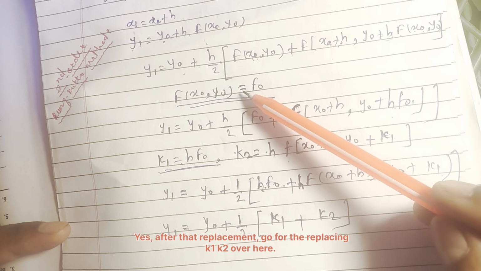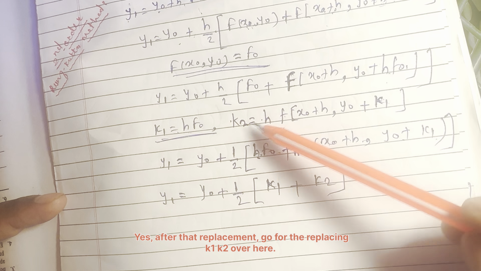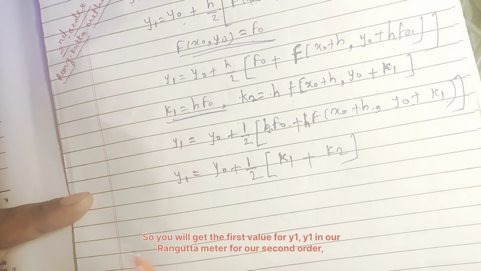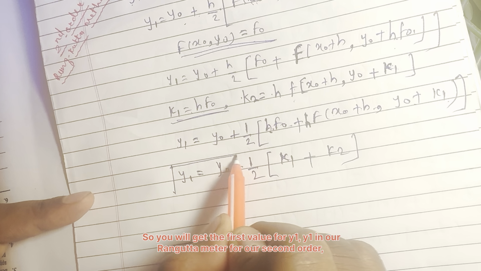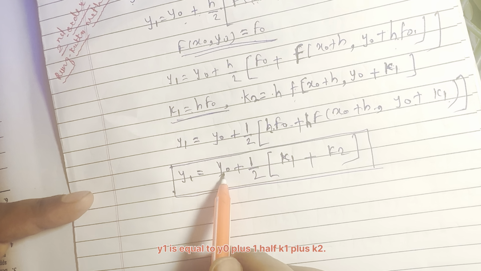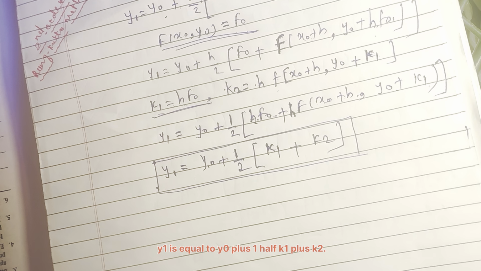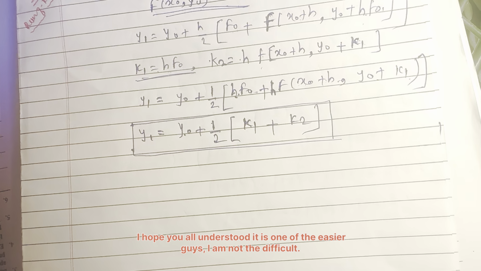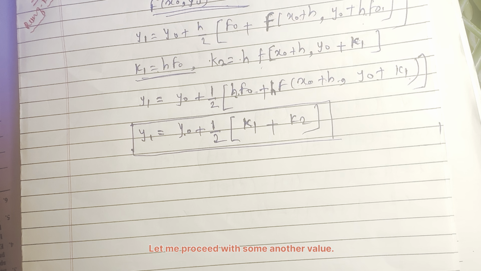Yes, after that replacement, go for replacing k1, k2 over here. So you will get the first value for y1. In our Runge method for the second order, y1 is equal to y0 plus 1 half of k1 plus k2. Okay, I hope you all have understood. It is one of the easier ones, guys. Not difficult. Let me proceed with another value.